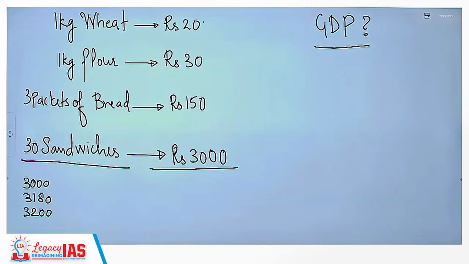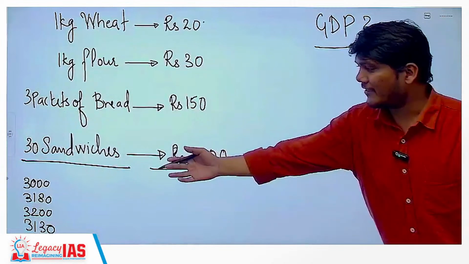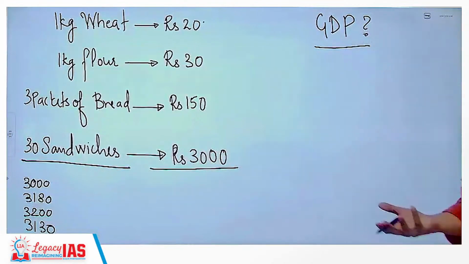Okay, good. I already have that answer, but still I have not got the right answer. 3,130. So when I'm saying I don't have the right answer, I'm getting different answers also. It's okay to give wrong answers. 3,000, okay, 3,000 is there. So those who are saying 3,180, 3,200, 3,130, how?